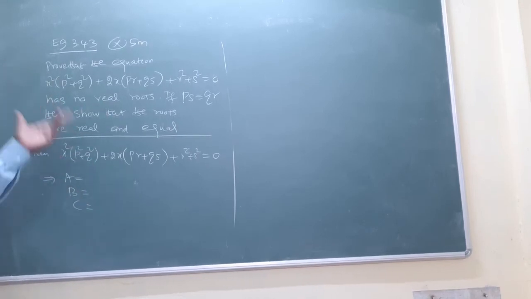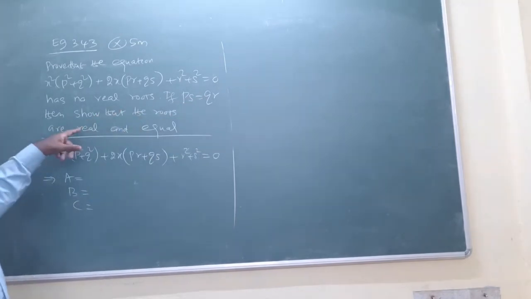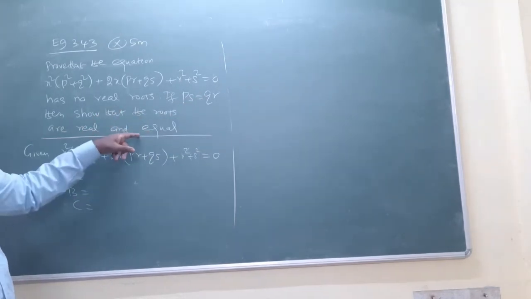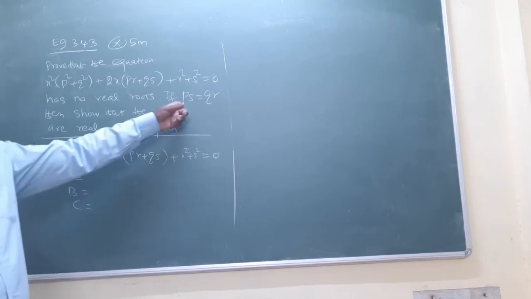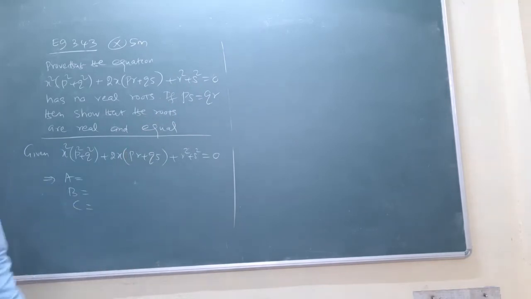First part over. Substitute the value: if ps and qr are equal, you will prove real and equal. Real and equal means what? Delta becomes 0. Substitute ps equal to qr, automatically delta becomes 0, therefore roots are real and equal. First, roots are unreal or no real means delta is equal to a negative value.